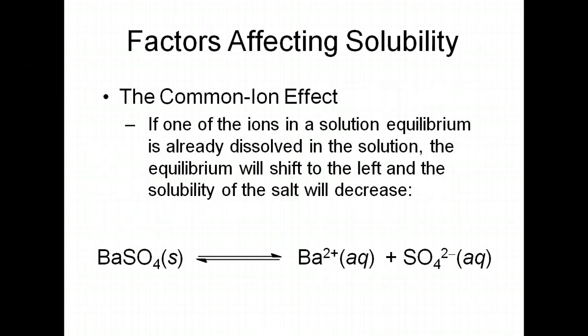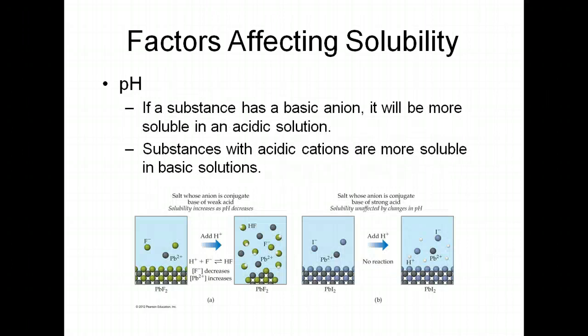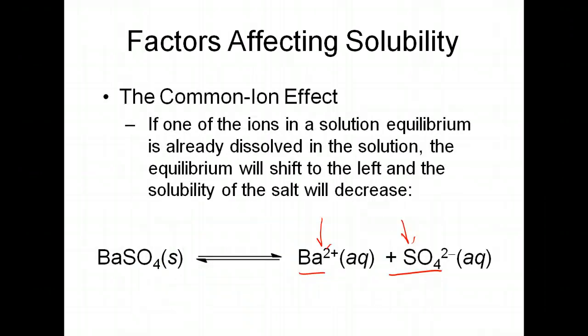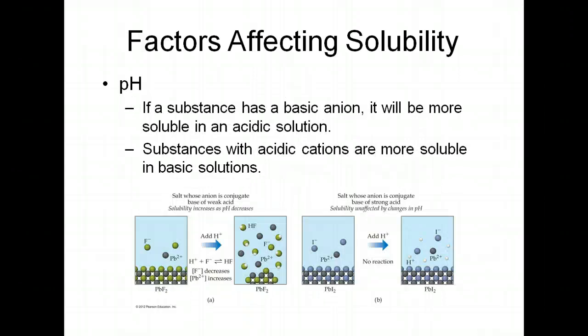Okay, so the common ion effect is the idea that, okay, I would expect this solution to be able to precipitate or have a certain amount of ions in solution at a certain temperature. What happens if I throw in a little extra barium or sulfate? Let's find out. Apparently, we're not finding out right now.